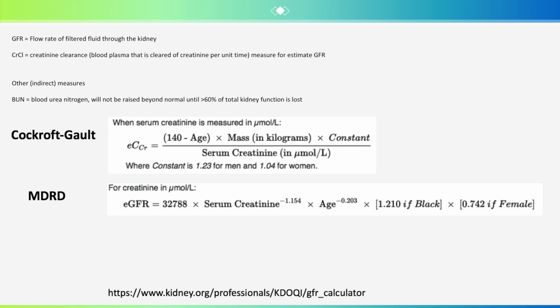In a chronic kidney disease patient, we need to check the glomerular filtration rate and creatinine clearance level. In order to check either the GFR or creatinine clearance level, we need to measure the creatinine level. Some laboratories have an automatic calculation for the creatinine clearance and GFR. The urea level will not be raised until the kidney function is deranged by more than 60%, so we don't rely on the urea level to define kidney failure.